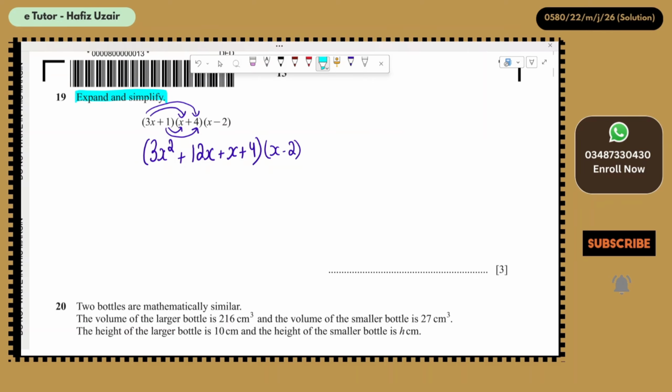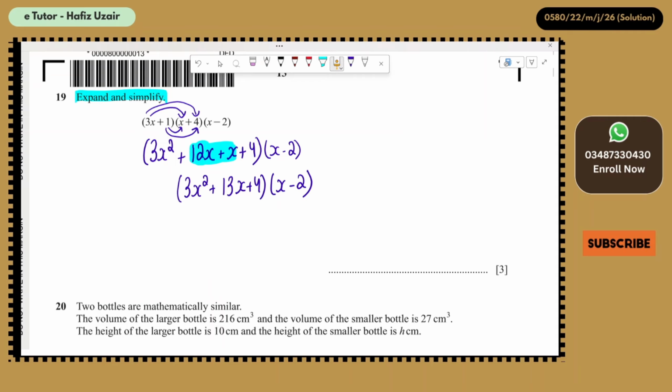All right. So now here you can solve these two terms. If you solve these two terms, you will get 3x square plus 13x plus 4 into x minus 2. Let's expand these two brackets now. If we multiply 3x square with x, we'll get 3x cube. Similarly, if we multiply 3x square with minus 2, I will get minus 6x square. Similarly, plus 13x square minus 26x plus 4x minus 8.